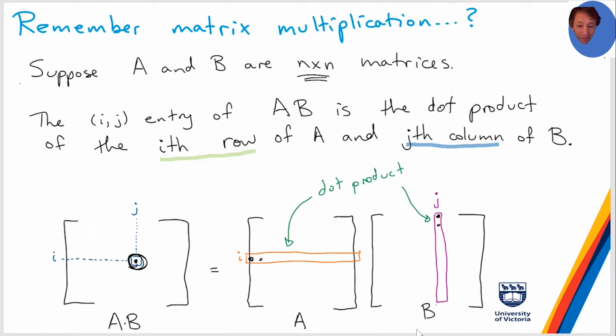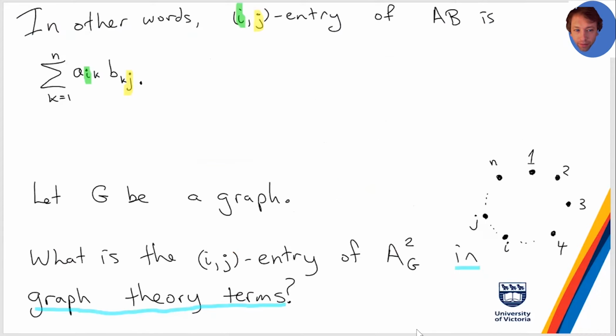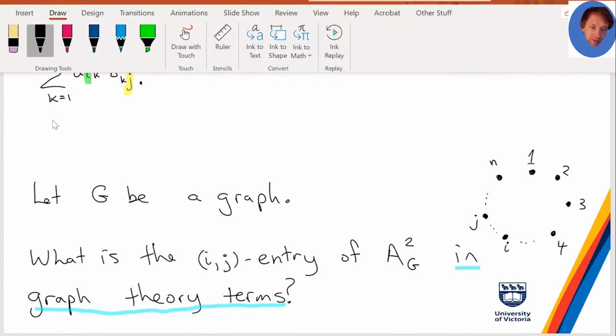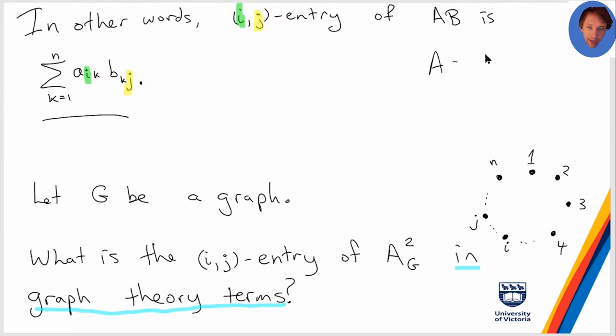Okay, I do need all this linear algebra stuff, so this is just kind of review. In other words, the ij entry is the sum. So if A is equal to a_ij over all i, j from 1 to n, and B is equal to b_ij, over all i and j, then the ij entry of A times B is this sum.